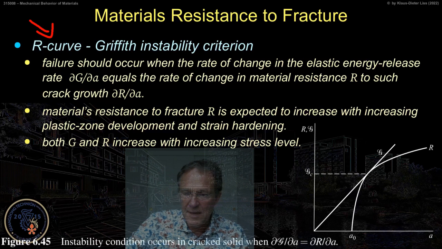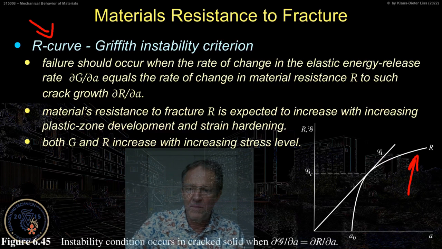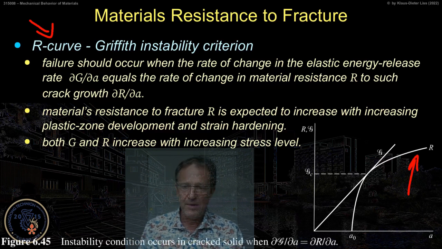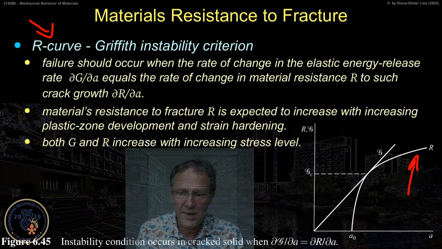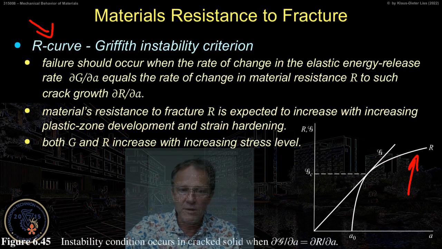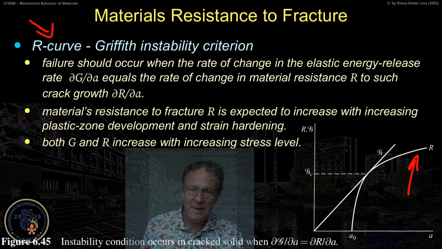We see that here we have this material's resistance to fracture curve, the R curve, this bent curve in the figure, and then we have the energy release rate G, and when the tangent is equal to the R curve, then we get into the instability that crack can propagate.